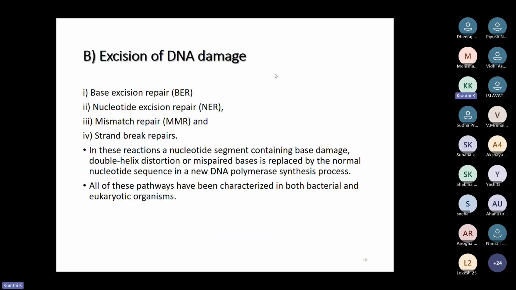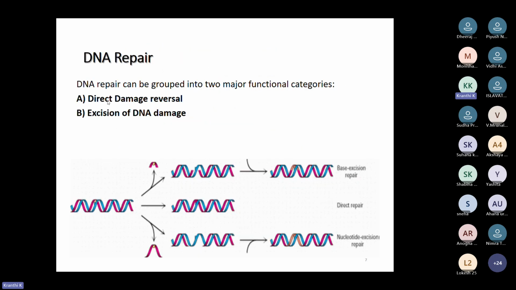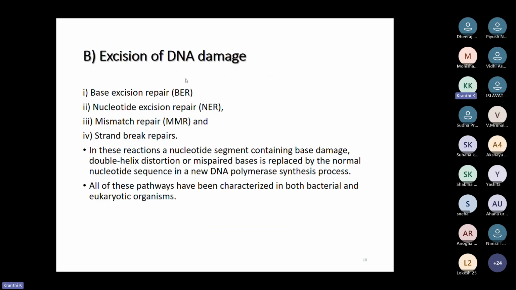Then, we are talking about two methods. One is direct damage reversal. The second one is excision of the DNA damage, meaning the damaged DNA is removed. There are different methods. One is base excision repair, which removes only the base, the nitrogen base. Or sometimes it may remove the complete nucleotide, as in nucleotide excision repair. Nucleotide excision may remove maybe 20 or 30 base pairs, or 50, 60 base pairs also.